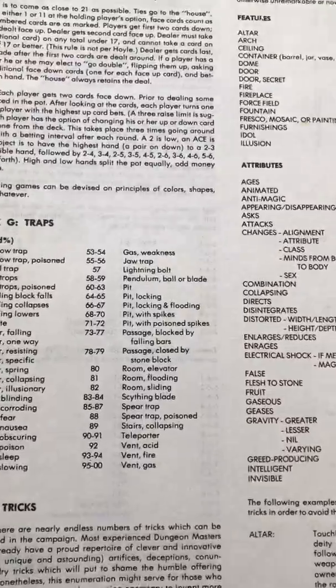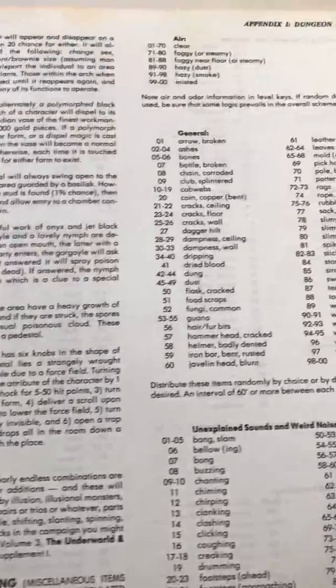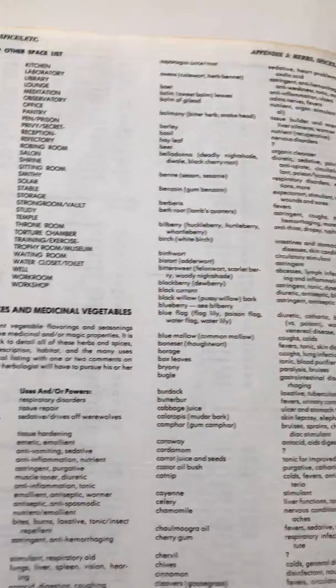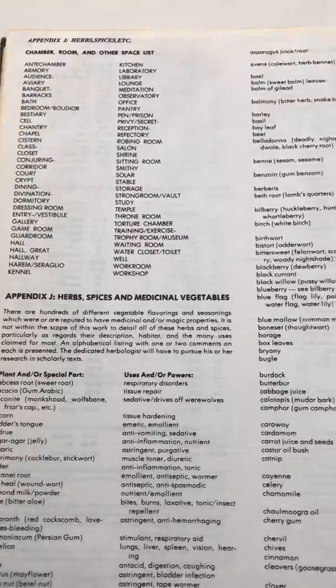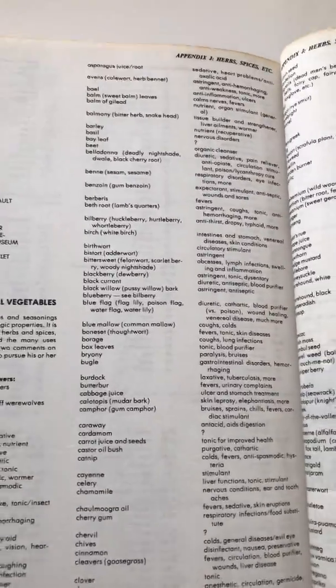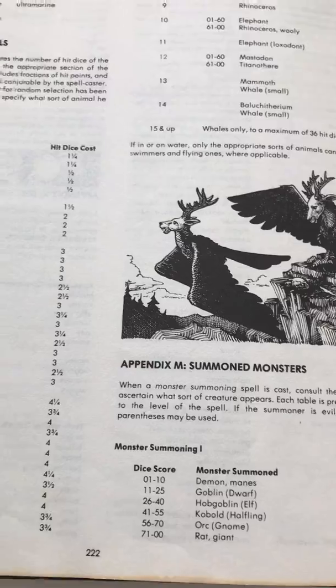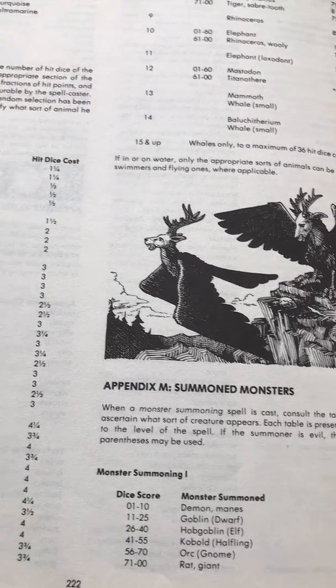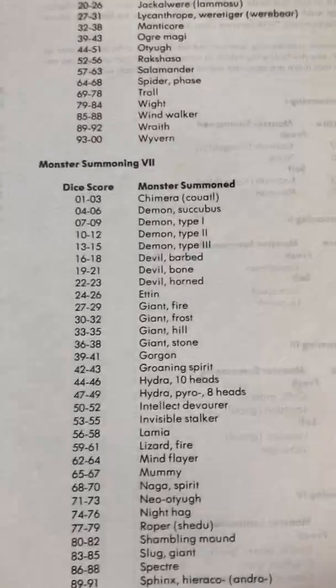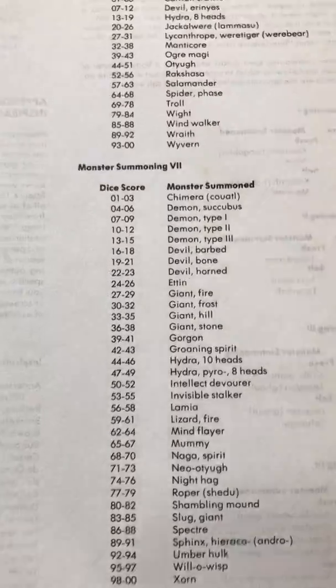After that, it goes into gambling and traps and tricks and dungeon dressing. There's a random dungeon dressing thing here. Every time I look through this, I find stuff I didn't notice before. Some herbs and spices and their medicinal values, magical substances, conjured animals. There was a spell called Monster Summoning. It started with a 3rd level spell, Monster Summoning 1, all the way up to a 9th level spell, Monster Summoning 7. Tells you the summoned monster.